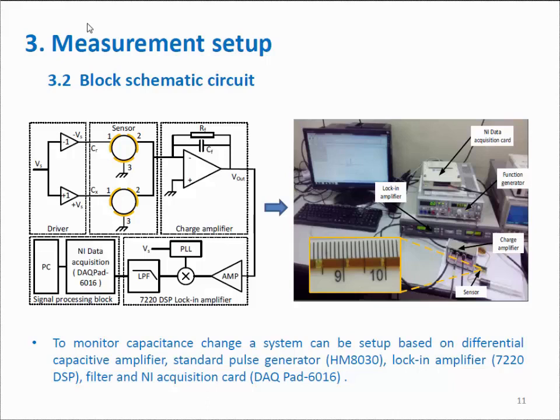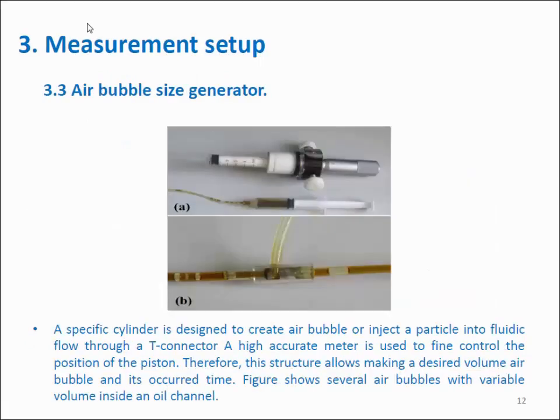And this is the measurement setup. We have the sensor here, we have the charge amplifier here, and we have the function generator and the NI data acquisition and lock-in amplifier, and then computer. So in order to generate the size of air bubble, we use the special cylinder here and the pump. This is to control the minimum field of distance. So we have the oil pushed here, and we have the air pushed here. So we make the size of air bubble.